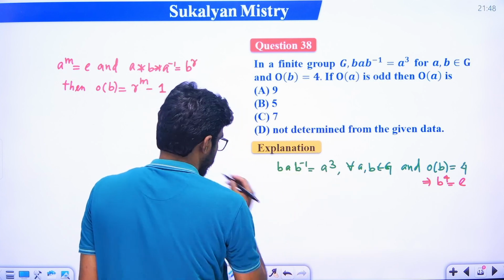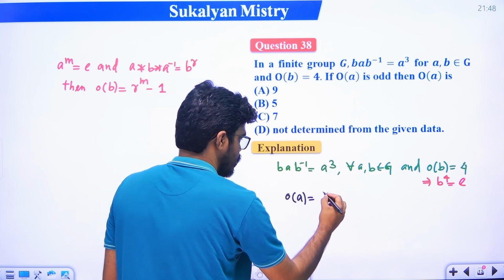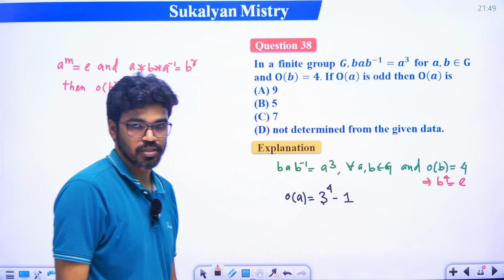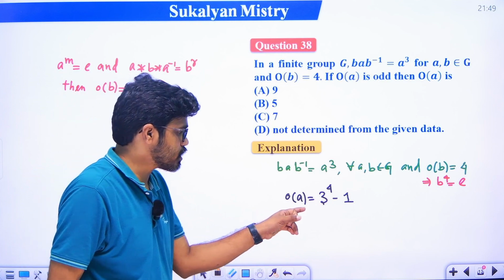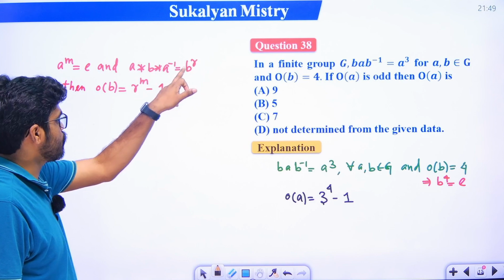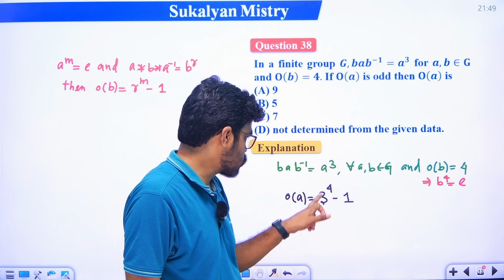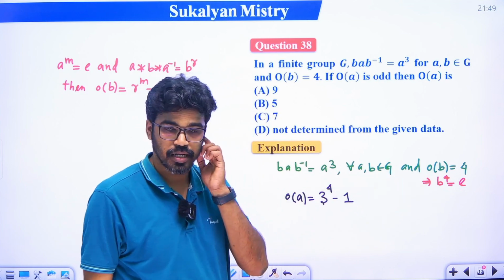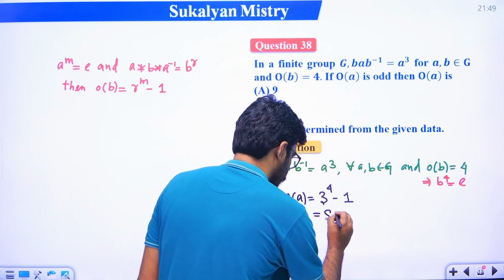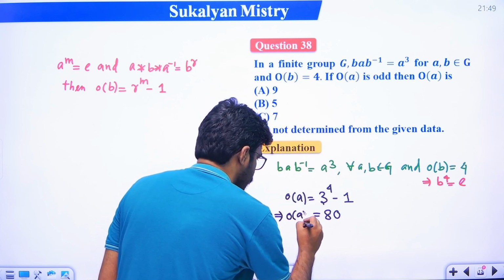So applying this property, R is 3 and m is 4, so R to the power m minus 1. Understood? Order of A will be 3 to the power 4 minus 1. This is R, this is m, so R to the power m minus 1. So 3 to the power 4 is 81, 81 minus 1 is 80. So ultimately what do we get? A to the power 80 is E.